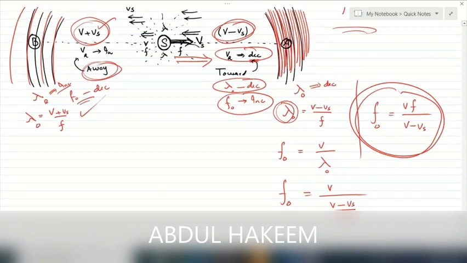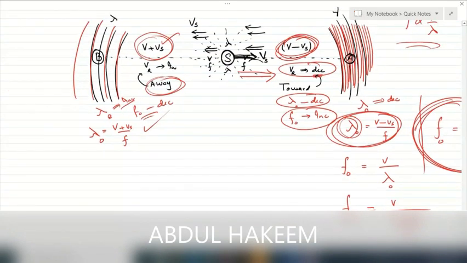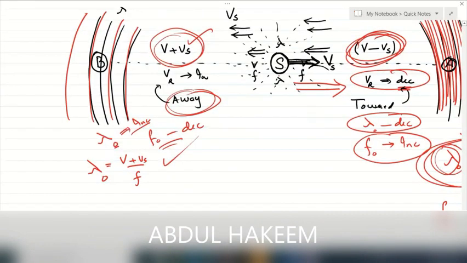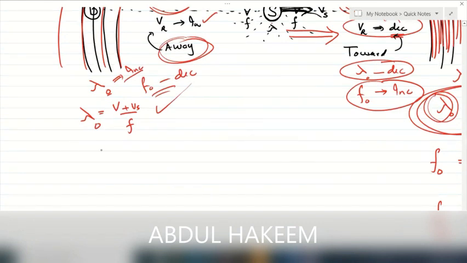What is the resultant speed? V minus Vs. What is the wavelength observed? This is the formula. So what is the frequency observed? This is the formula. Now, come to this: when the source moves away from the observer, the resultant speed increases, wavelength increases, but the frequency decreases.